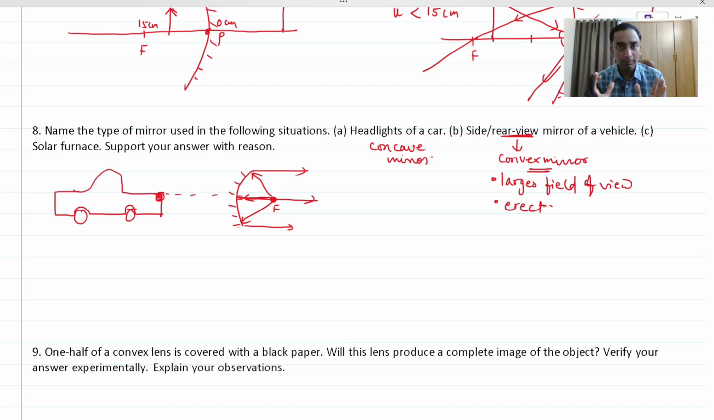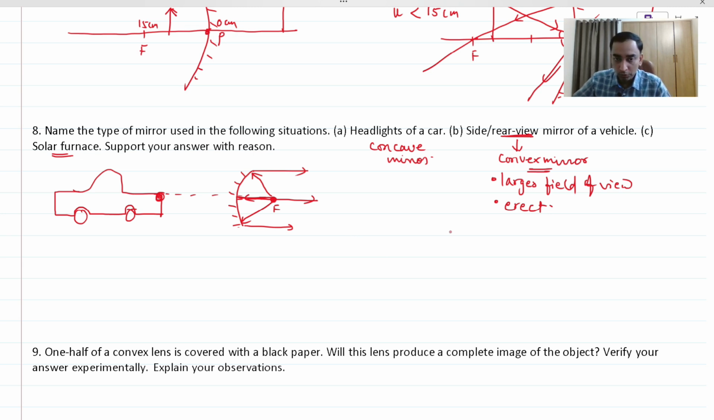You can use a plane mirror, but that restricts the other sides of the car or other sides of the road coming into that. So a very small section you will be able to view in that case. So a larger field of view, maximum area will be covered. That's why.